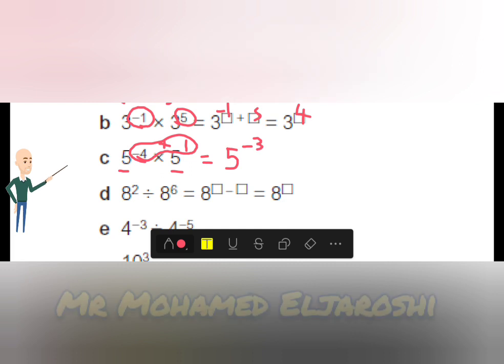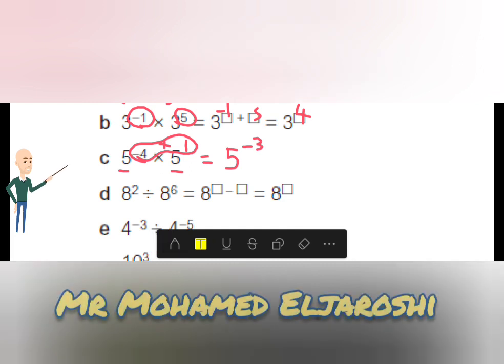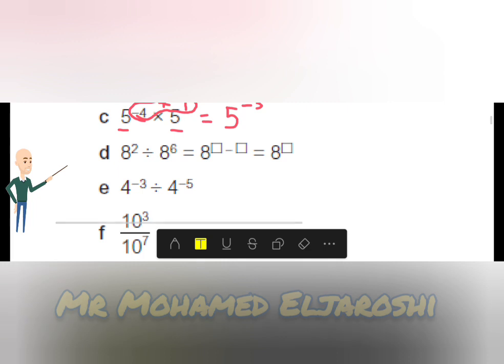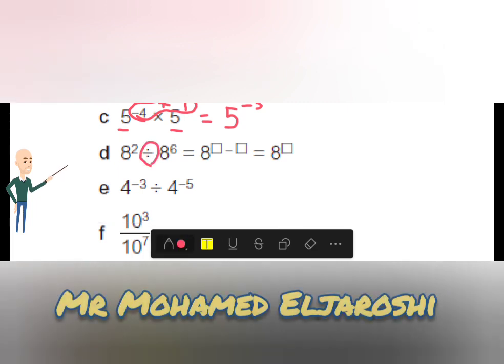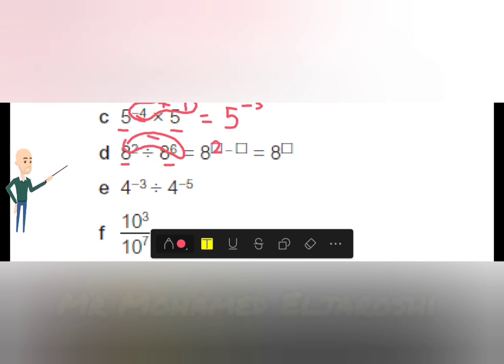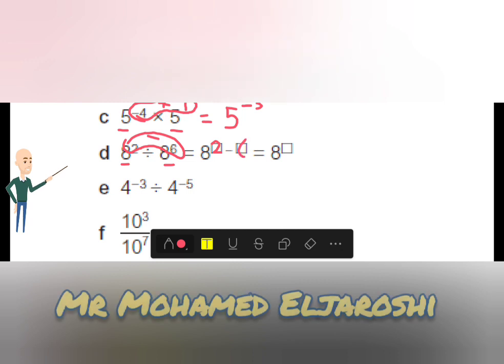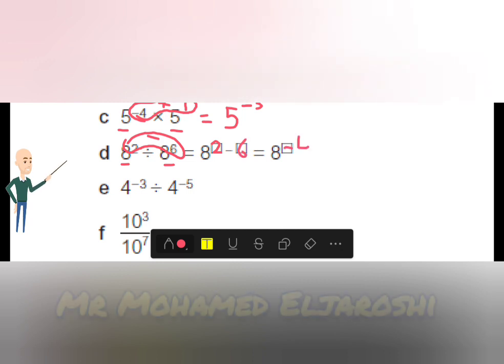Very good. Now, in question D, we're going to turn into division. In division, it's the opposite. So when you have the same base numbers and you're dividing them, it means you have to subtract the powers. So we're going to take the powers and subtract them. So 2 minus 4 equals what? We write it like this, 2 minus 6, I'm sorry, equals minus 4.